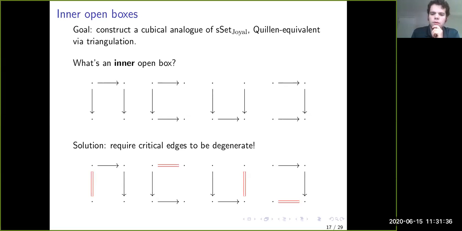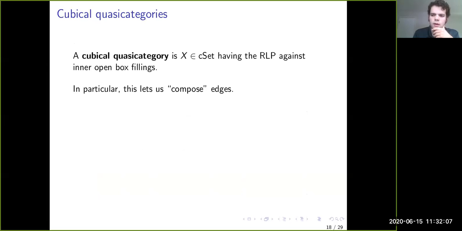So the way that we resolve this issue is we define the concept of the critical edge of an open box, and we say that an inner open box is one for which the critical edge is degenerate. So you can see here that we've picked out the critical edges of all of these different open boxes, and we would require them to be degenerate. And we can generalize this idea of the critical edge to higher dimensions to speak of an inner open box of any given dimension. So I'll go through an example of this to see exactly how this works. So we define a cubical quasi-category then to be a cubical set which has the right lifting property against inner open box fillings.